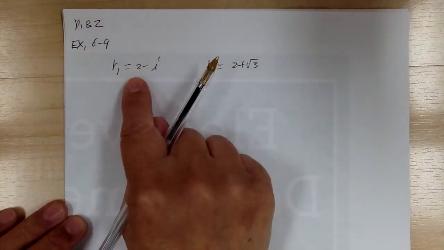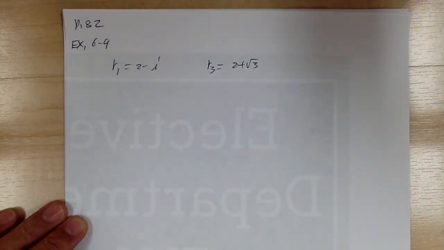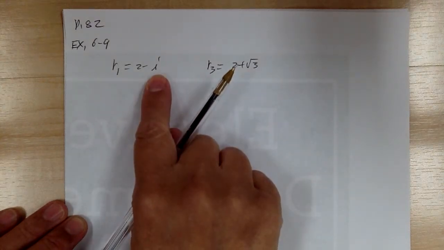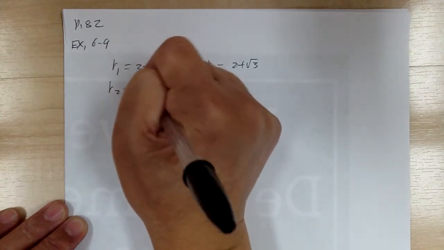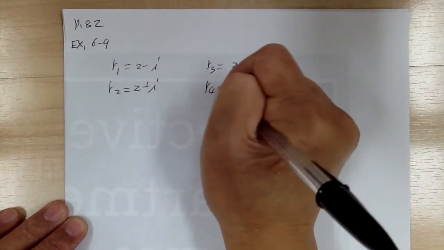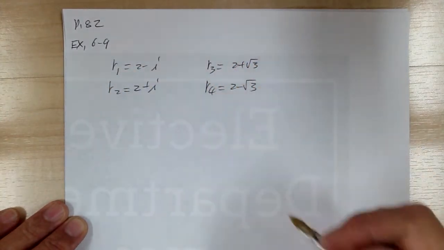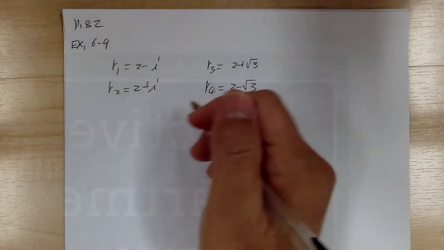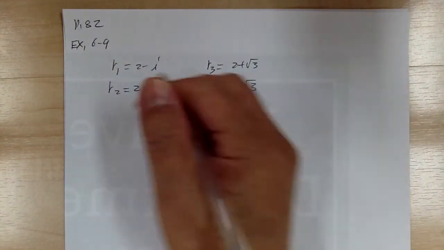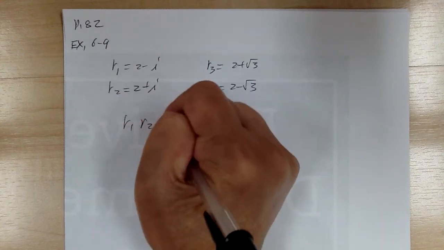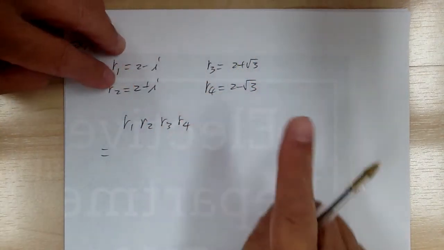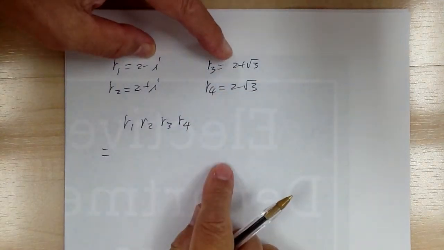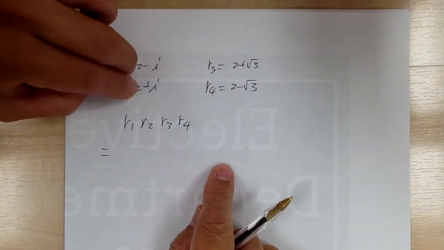Okay, so again, remember, if it's a polynomial with rational coefficients, that means if there is an i, there must be its conjugate. That means R2 must be equal to 2 plus i, and R4 must be equal to 2 minus square root of 3. Okay? So now, when you multiply everything together, R1, R2, R3, R4, you do not multiply this first. Never ever. You always multiply the conjugates.